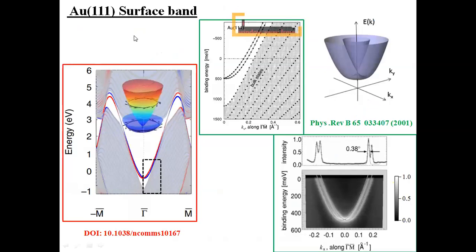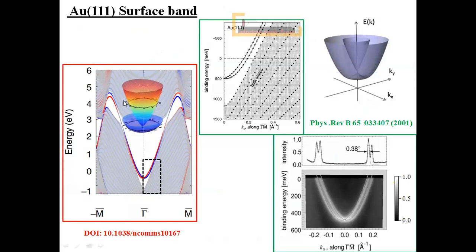So this is again a surface band, whatever we have imaged here. So this is found on gold 111 surface. So this is the band structure of the gold. So all the lines are the bands. So this is again the momentum axis, and this is the energy axis. So all the bands inside this gray region are the bulk band, and these two bands, these red and blue bands, so these are the surface bands.